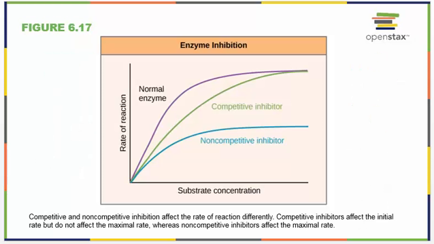Enzymes do that too. Enzyme regulation is very important to the health and function of a cell's metabolism. Enzymes can either be promoted or inhibited in their actions, and when you're talking about that inhibition, it can either be competitive or non-competitive. Competitive and non-competitive inhibition affect the reaction rate differently. Competitive inhibitors affect the initial rate, but do not affect the maximal rate, whereas non-competitive inhibitors affect the maximal rate. Check out your book for further explanation of those concepts.